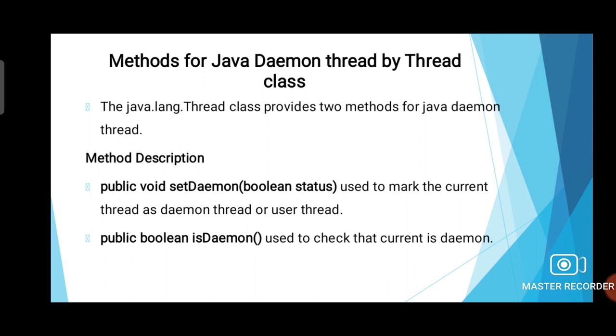The base class for the daemon thread is java.lang.Thread, which provides two methods for the daemon thread. First method is setDaemon, second method is isDaemon. The setDaemon method is used to mark the current thread as daemon thread or user thread. It is used to set a particular thread as daemon thread. The second method is the Boolean method isDaemon, which returns whether the particular thread is a daemon thread or not. It will return true if the thread being checked is a daemon thread.